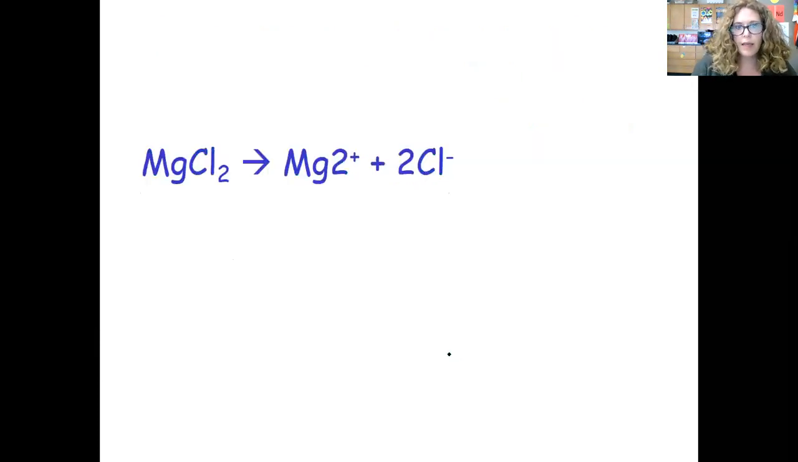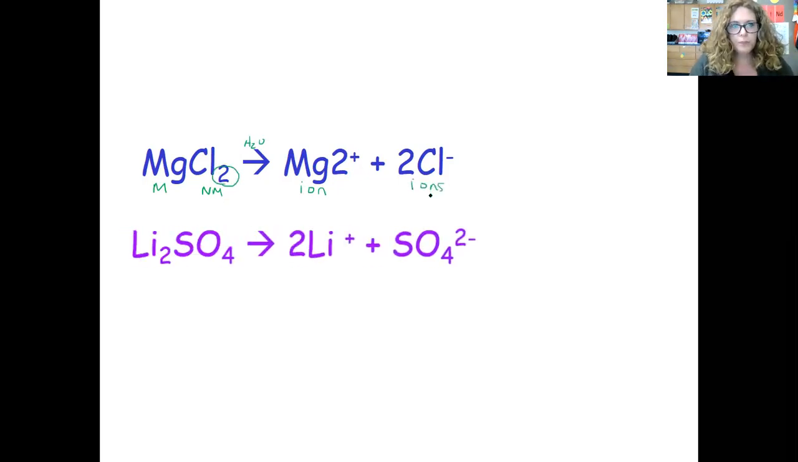So let's take a look at an example. When I have magnesium chloride, I know this is an ionic compound because I have magnesium, which is a metal, and chlorine, which is a nonmetal. And so when I dissolve magnesium chloride in water, it splits into the magnesium ion and two chloride ions. So how many ions are present in solution? This is 3 ions total, 3 ions that are aqueous in solution.